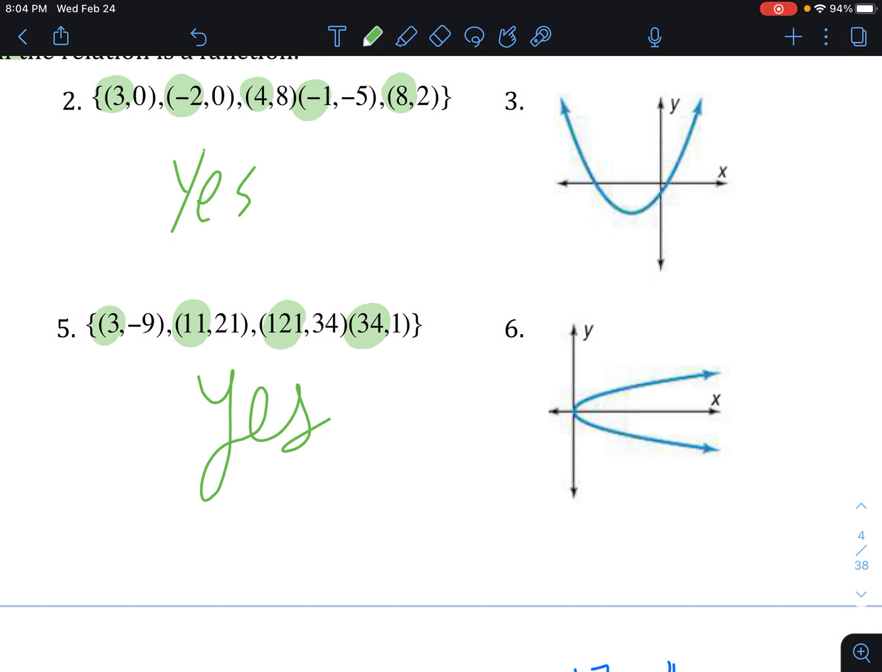Number 3 and 6 are graphs. We can tell if something is a function or not by using what's called the vertical line test. What it states is if you drew a vertical line straight up and down, and it would cut through more than one point on your graph, it would not be a function. So number 3 is actually a function. It passes the vertical line test. If you drew any vertical line anywhere here, it's only intersecting it at one spot each time. 6 is an example of not being a function, though. If I drew a vertical line, say here, it would cut through more than one spot. So not a function.